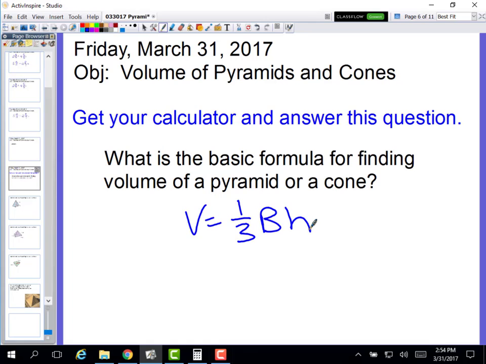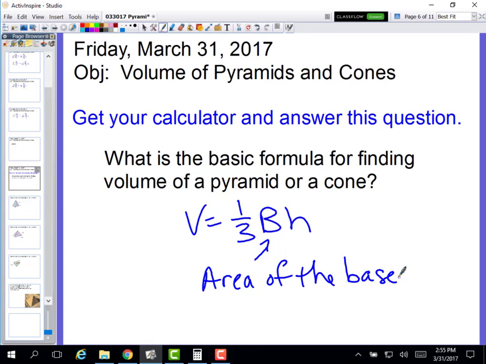Our formula for a prism is just capital BH. Okay, but for finding that of a pyramid or a cone, we know it's going to be 1/3 that, because we're going to divide it into 3 parts. It takes 3 pyramids in order to make the same volume as the corresponding prism. And we know that this capital B stands for area of the base.